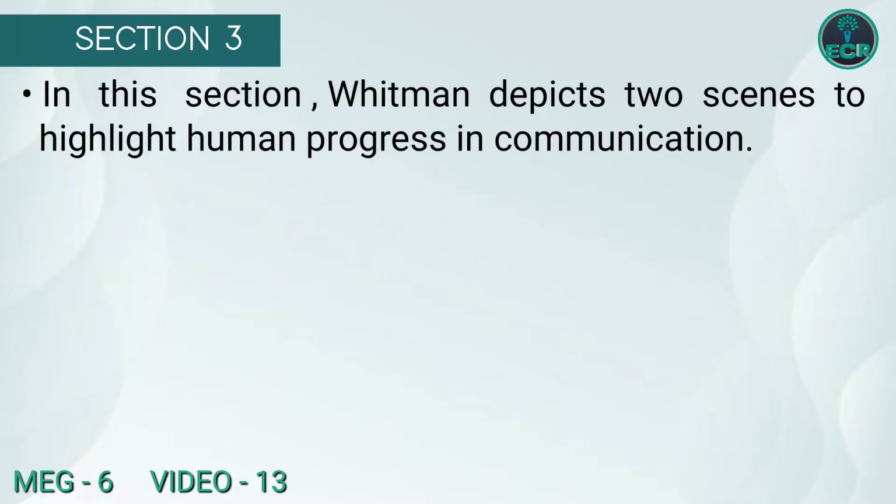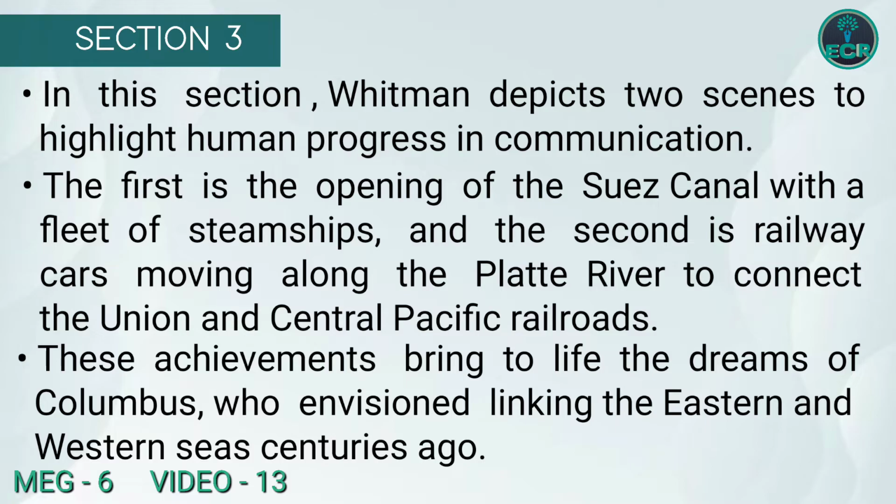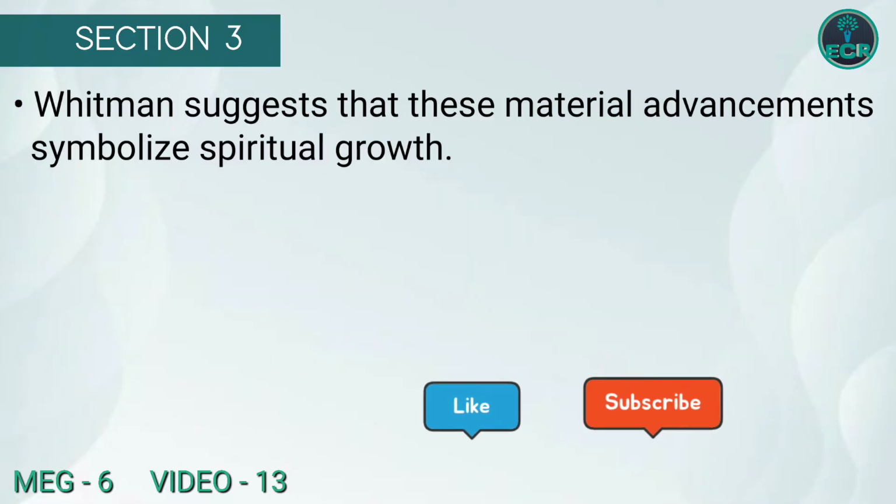In this section, Whitman depicts two scenes to highlight human progress in communication. The first is the opening of the Suez Canal with a fleet of steamships, and the second is railway cars moving along the Plate River to connect the Union and Central Pacific Railroads. These achievements bring to life the dreams of Columbus, who envisioned linking the eastern and western seas centuries ago. Whitman suggests that these material advancements symbolize spiritual growth.